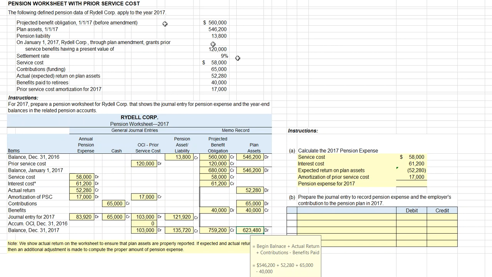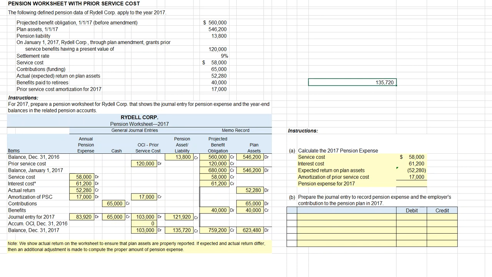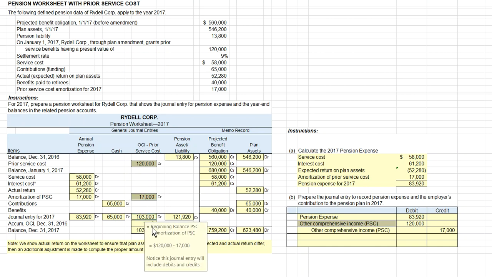We've already started to accumulate our actual pension expense, and we calculated it on our worksheet, $83,920. So we've got the $83,920 in pension expense. Then we need to record our other comprehensive income, which was the debit of $120 and a credit of $17,000 for that net of $103.